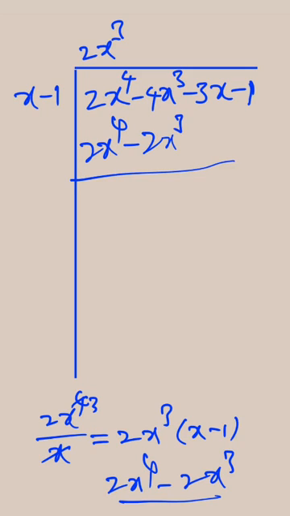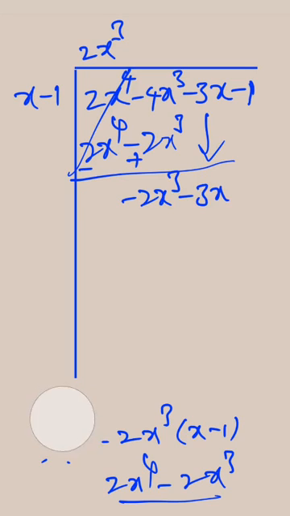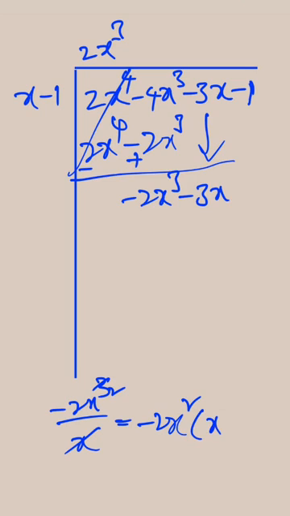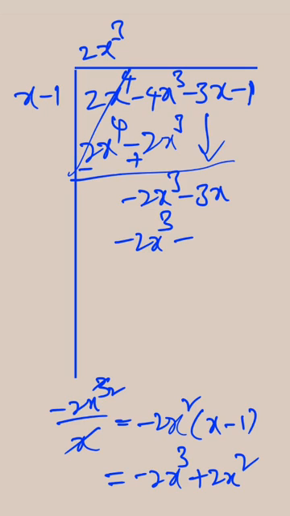Then subtract it. When we are subtracting, signs will change. These two get cancelled; the first term is always cancelled. Next, minus 4x cube plus 2x cube is minus 2x cube. Bring down one more term, minus 3x. Then again the same procedure: first term minus 2x cube divided by x gives minus 2x squared. Minus 2x squared multiplied with x minus 1 gives minus 2x cube plus 2x squared. Write it again: minus 2x cube plus 2x squared.